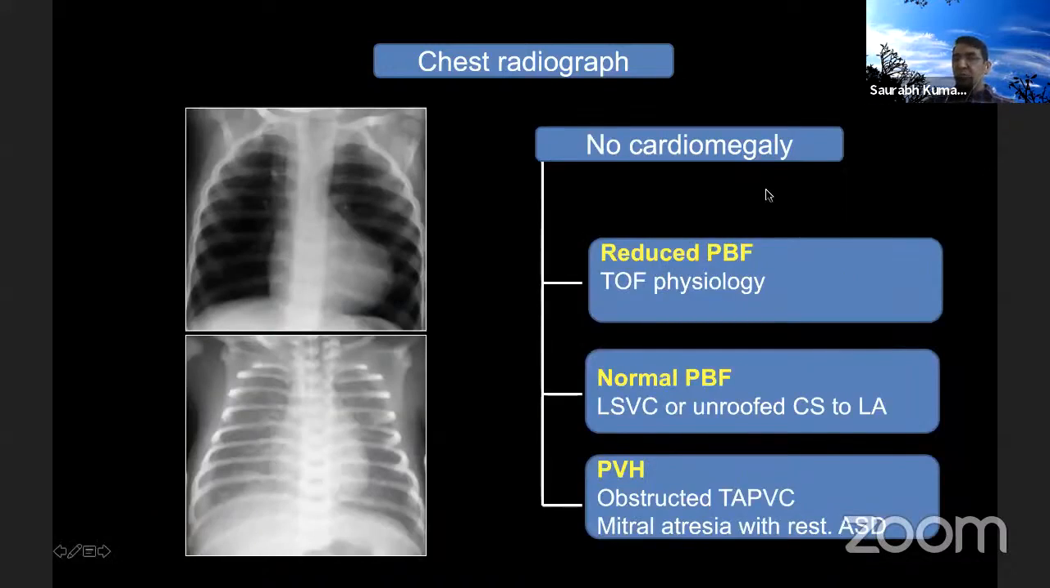Now in those patients where there is reduced pulmonary blood flow, we typically see no cardiomegaly and oligemia. And the fourth group, which is quite uncommon in grown-up children, we will see pulmonary venous hypertension, as in this case there is pulmonary venous hypertension because of obstructed TAPVC. And the conditions like anomalous systemic venous connection will practically have a normal heart.